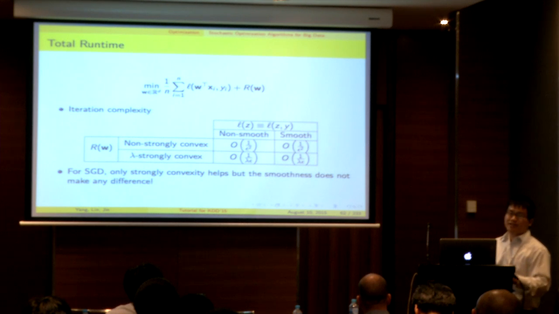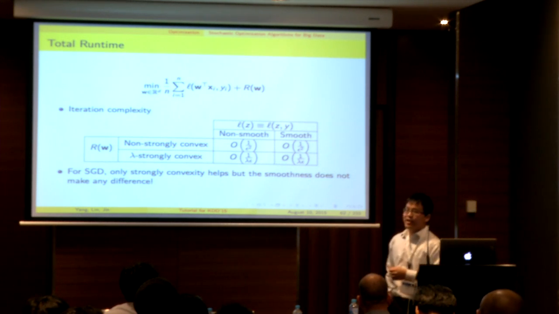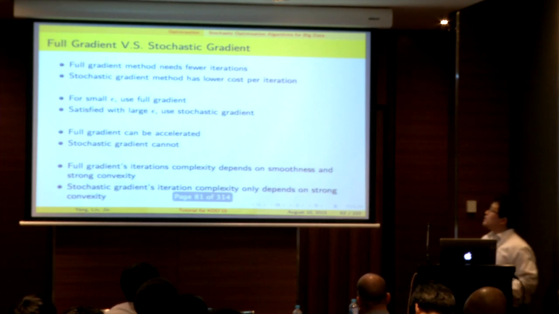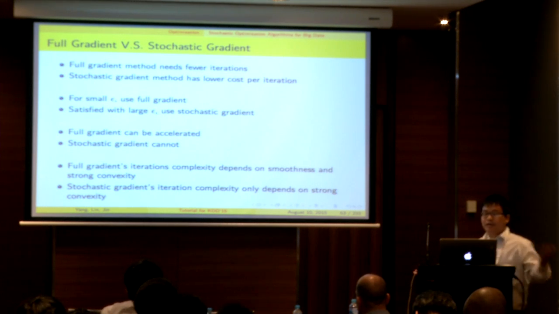The iterative complexity is the same. What matters is whether the regularization parameter lambda is 0 or something positive. Okay, this is the conclusion for stochastic gradient, but it's not true for other algorithms. And let's make a small comparison about the deterministic method and the stochastic method.